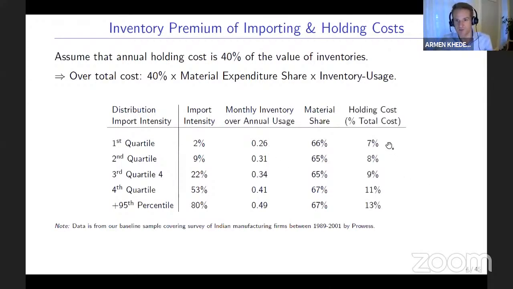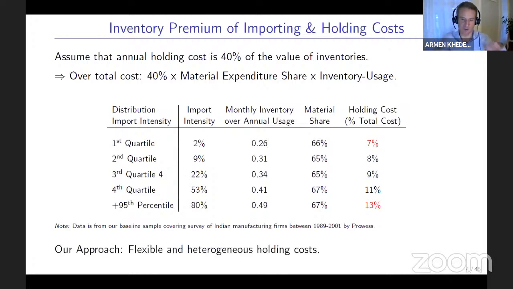Not surprisingly, we find that for firms that don't hold a lot of inventories, or hold them for less time, these holding costs are much smaller than for firms that hold a lot of inventories. So the holding cost almost doubles. Here I'm making a simple assumption of setting this equal to 40%. Arguably, these costs are heterogeneous. They might not be linear. In our estimation, we will not take a stand on the particular form of the holding costs. Okay, big question. How does that affect?